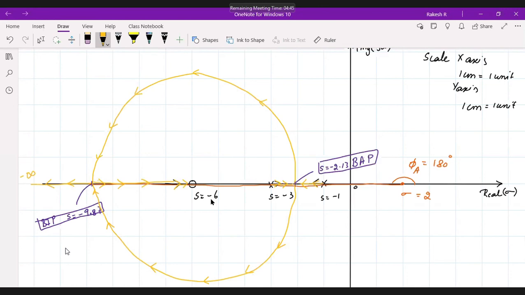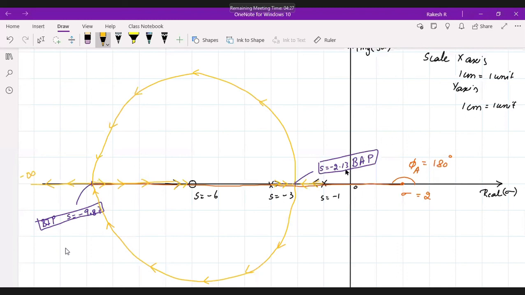Right. Any doubts in this? Any doubts in this? And what is the stability criterion for this? It's entirely stable, sir. Completely stable. It is completely stable. You need to say the system is completely stable here.